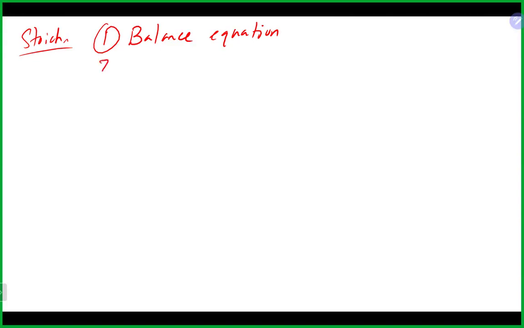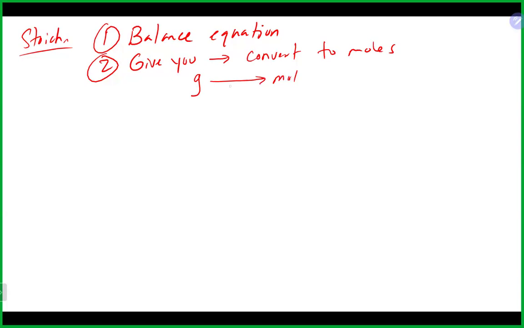The second thing you want to do is take whatever they give you and convert it to moles. The most common way to do that is a lot of times you're given things in grams and you'll need to convert them to moles. Remember that it is the molar mass from the periodic table that allows you to do that.